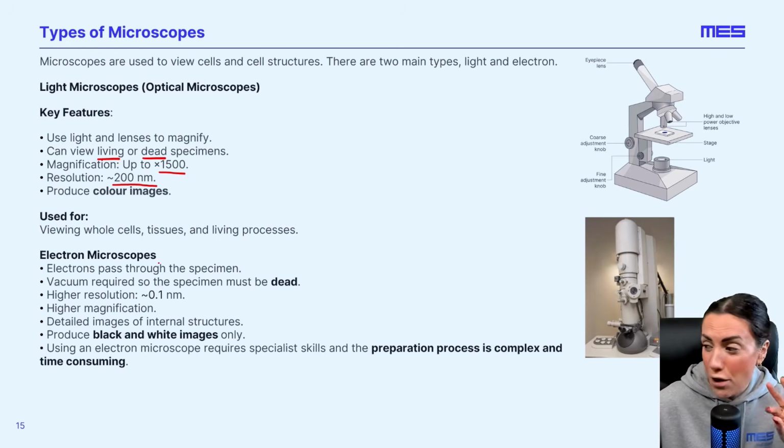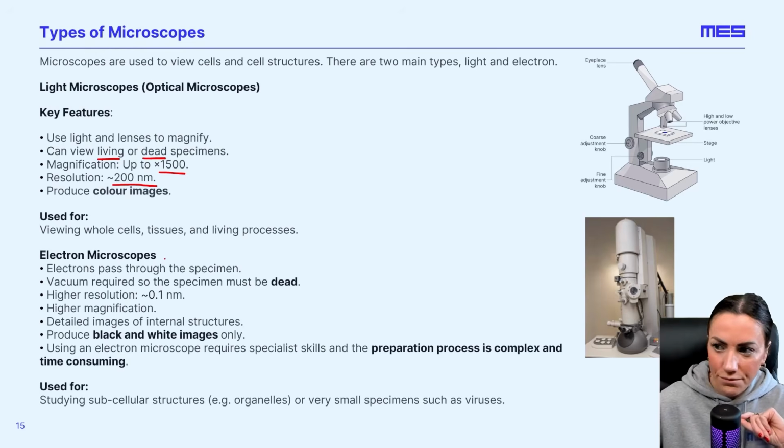The preparation process is complex. For example, the specimen has to be incredibly thin and a complex staining process is used. So it will be very time consuming and you will need to be a specialist scientist to use one of these microscopes. These are going to be used if you actually want to see the subcellular structures, so the organelles inside the cell, like the mitochondria or the ribosomes, or possibly you want to look at a very small specimen like a virus, which is even smaller than a bacterial cell.